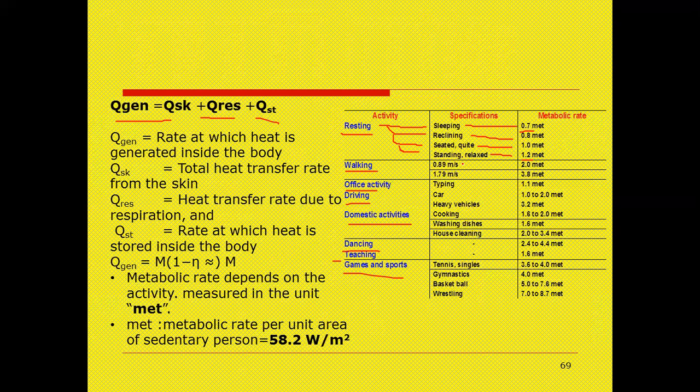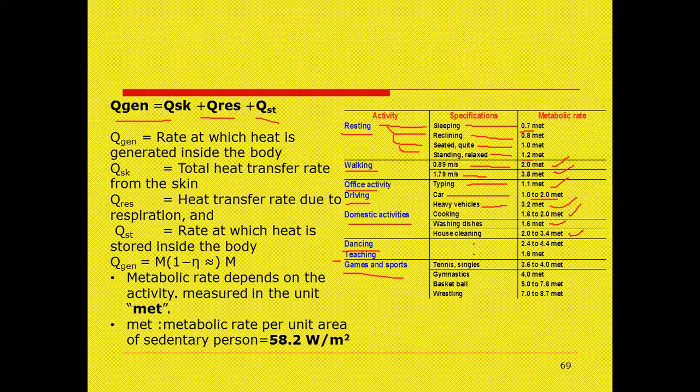For walking at 0.89 meters per second, the metabolism rate is 2 met, and for 1.9 meters per second it is 3.8 met. For office activity, typing is 1.1 met, and car driving is approximately 1 to 2 met, while driving heavy vehicles is more, 3.2. Cooking is 1.6 to 2.0, washing dishes is 1.6, and house cleaning is about 2 to 3.4 met.